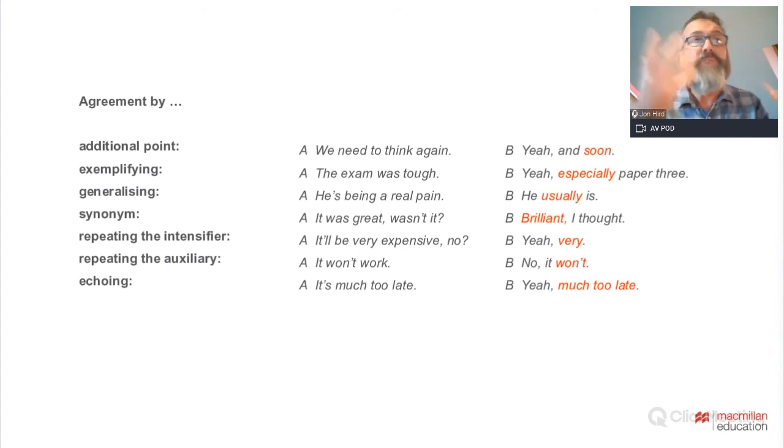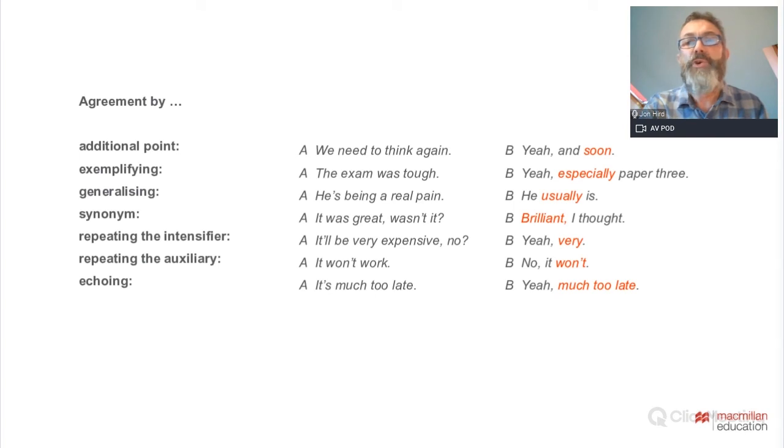Okay, so we've got these little techniques. Exemplifying: the exam was tough, yeah, especially paper 3. Generalizing: he's been a real pain, yeah, he usually is. It was great, wasn't it? Brilliant, I thought. And as somebody mentioned, when we use a synonym, we often use a stronger synonym. Or maybe one of equal strength, but that's another matter. So this is some very, very simple language, very real language.